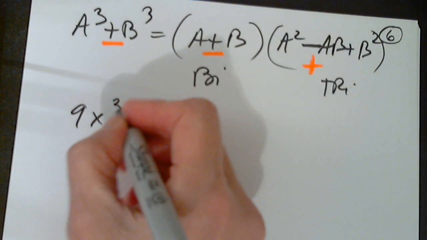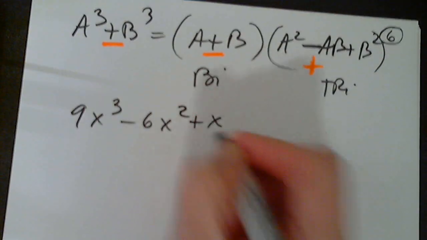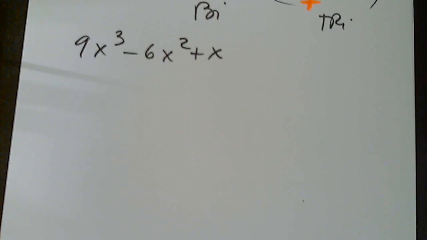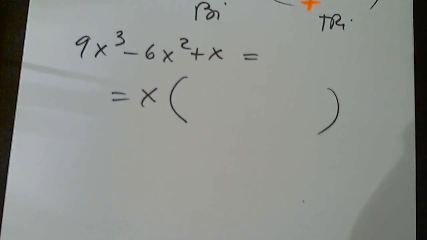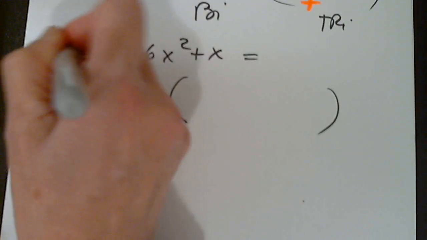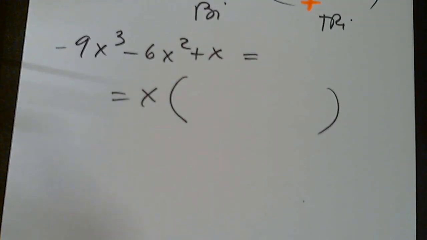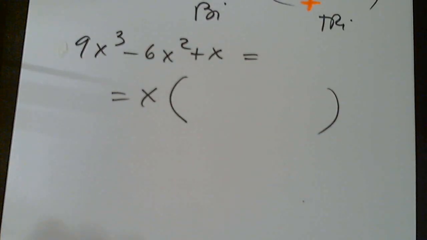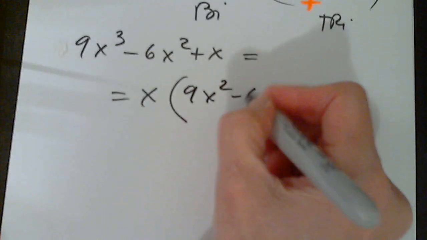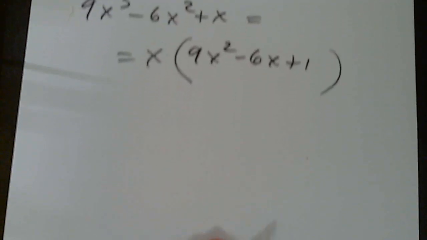Okay, then we were asked to factor 9x cubed minus 6x squared plus x. Descending order first. Greatest common factor next. Always. Always factor out the greatest common factor. If this were negative, I would have factored out negative x. I refuse to work with negative leading coefficients, and so should you. Good. So then let's see, 9x squared minus 6x plus 1.